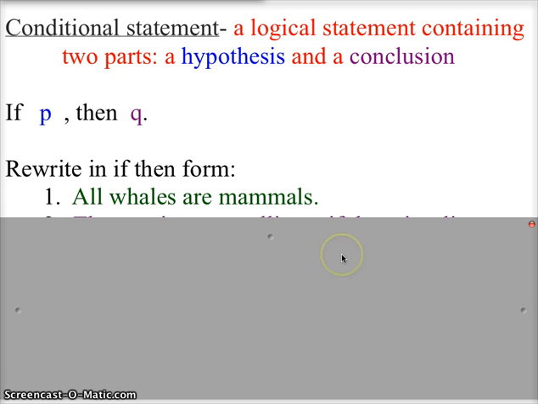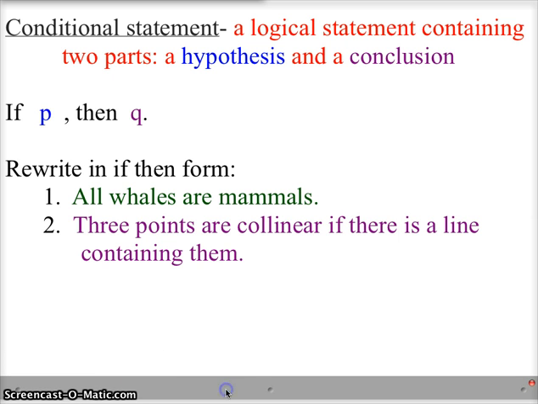So all whales are mammals. We need to put this into a conditional statement form. We could say if it's a whale, then it's a mammal. That would be a conditional statement. So if a whale, then a mammal. For the next one, 3 points are collinear if there's a line containing them. So again, in a conditional statement form, if 3 points are collinear, then there is a line containing them. That would be your if-then form.